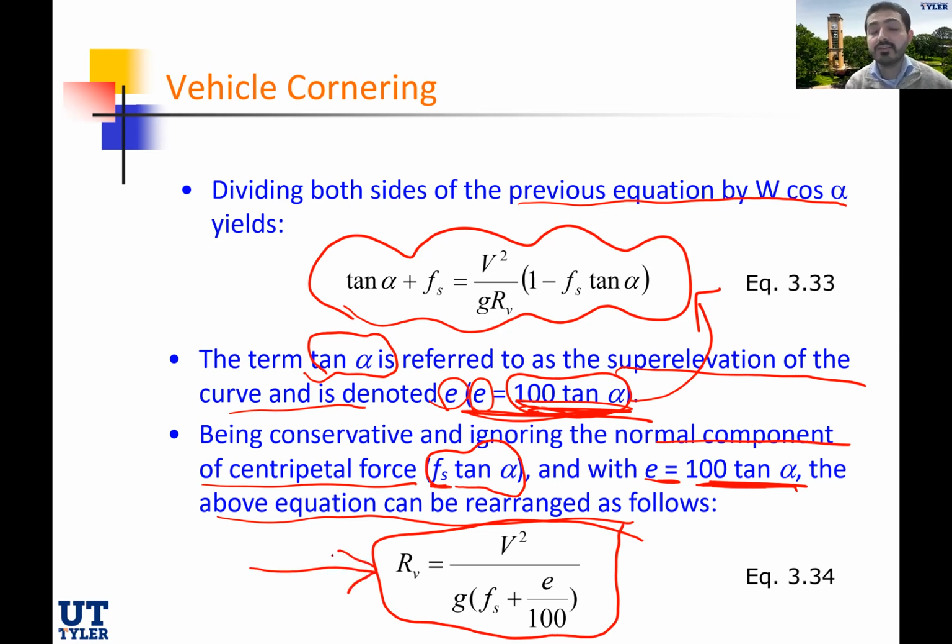So the radius of the horizontal alignment depends on the speed: v squared over g times (fs plus e over 100). As I told you, the radius of the horizontal alignment heavily depends mainly on the speed, because it is to the second power, but it also depends on the fs, the friction, as well as the e over 100, which is the super elevation.